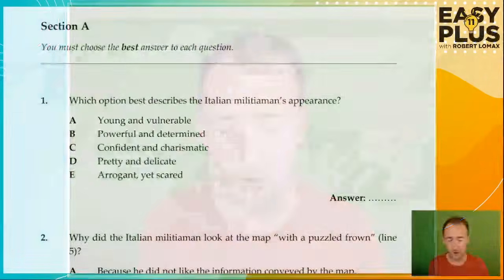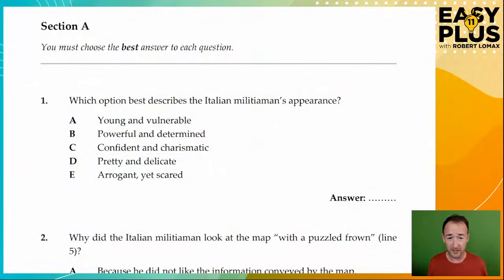Enough of all that. Let's get started. So, you will already have read the text, and if you haven't, I recommend you pause this video, print it out, or even just open the file, and take a moment to read the passage for yourself. It's fairly complex, and you'll need to think about it a little bit before we get into this. Now, assuming you've already read it, the first question says, which option best describes the Italian militiamen's appearance?